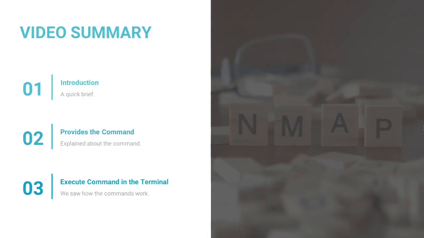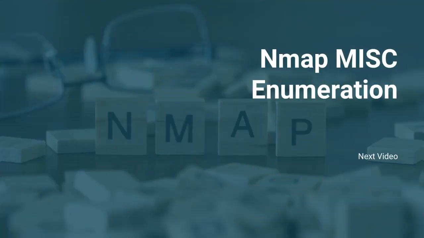Well, let's have a review and a summary of the video. We had a quick brief and then provided commands, talking about what is useful and what we're going to do about it. Then we executed a command in the terminal and showed the result and how it works, and talked about SMB, the vulnerabilities, and all the possibilities for performing an attack against SMB servers. In the next video, we're going to talk about Nmap misc enumeration, and you're going to find out what that is. Good luck.